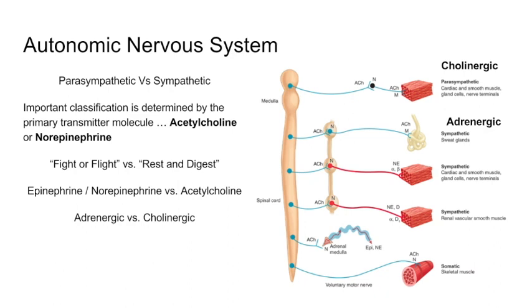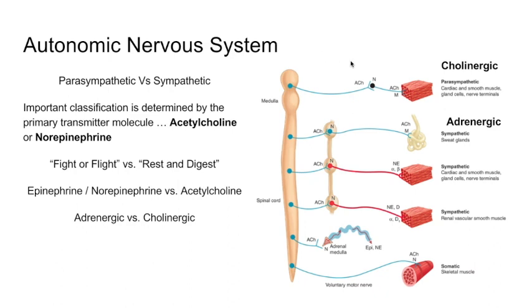We've also described it as fight or flight and rest and digest. I apologize, I flipped it. Fight or flight is sympathetic and rest and digest is parasympathetic, and that in a way helps you understand some of the effects of each of those different systems. Epinephrine and norepinephrine being, as I said before, sympathetic, and acetylcholine being parasympathetic, and adrenergic and cholinergic is another way of defining the two.